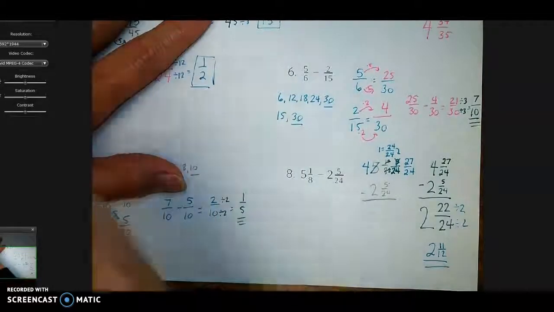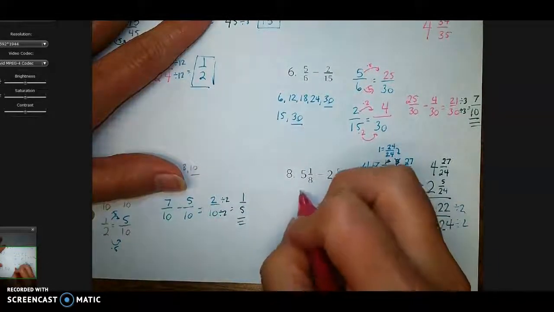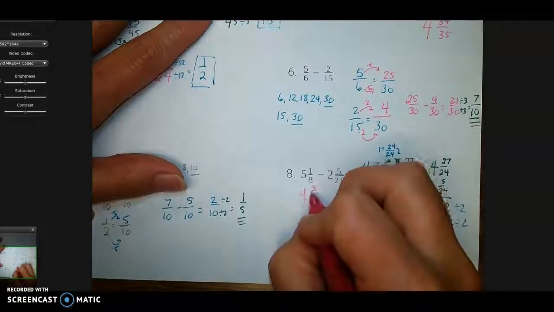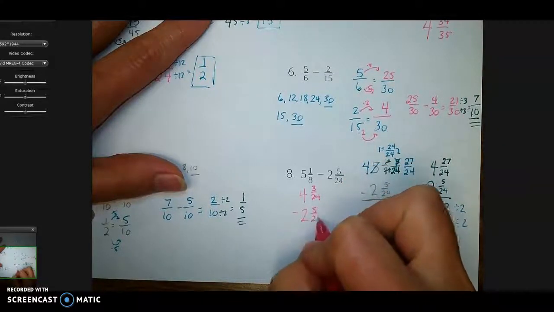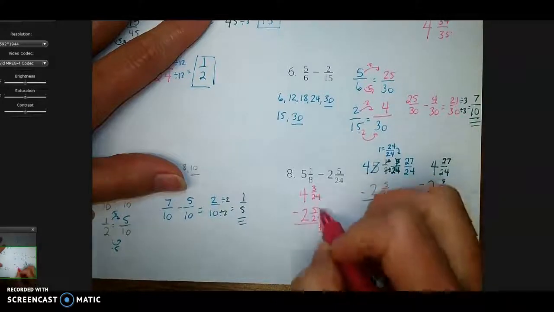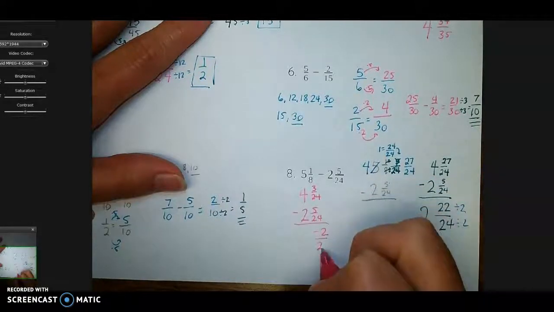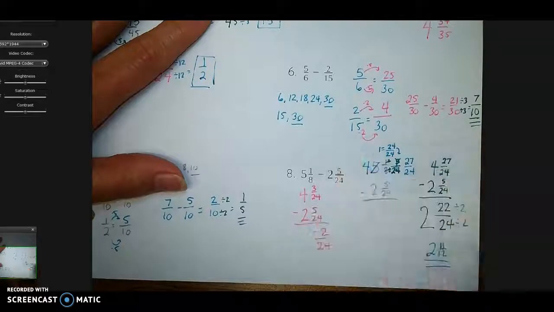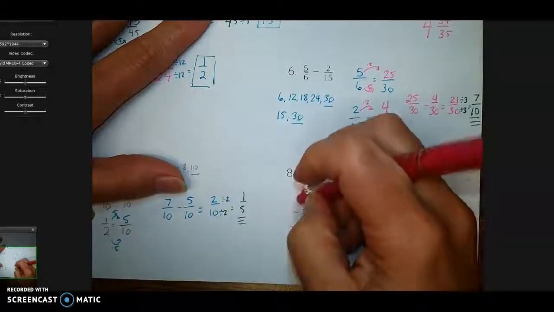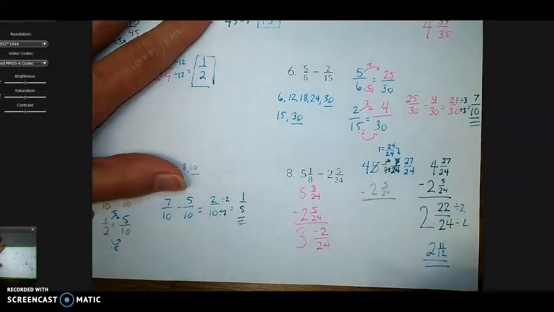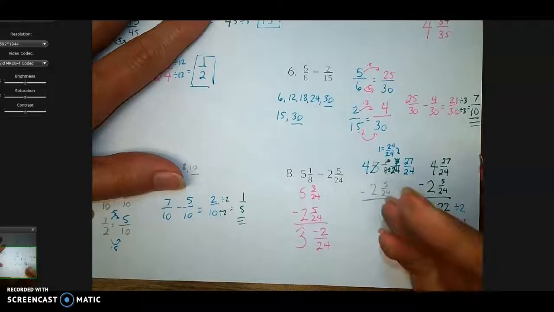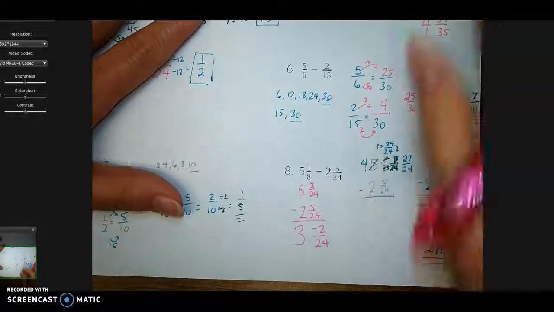If I don't want to do that borrowing, I have my 4 and 3/24 minus my 2 and 5/24. 3 minus 5 is a negative 2/24. Sorry, this was a 5 originally, wasn't it? 5 minus 2 is a 3. Well, this is 3 minus 2/24. That would be like I have $3 and I spend a quarter. Well, it's going to drop me down to 2.